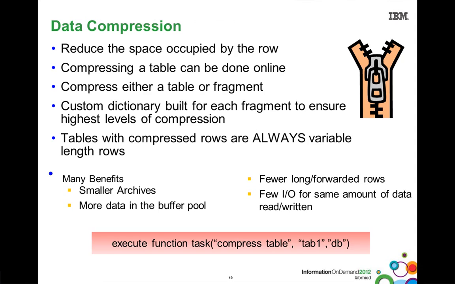How we actually go and enable this is using the admin API, the task or admin function, and say compress table and a table name and database name. And that will go ahead and compress a table. That's pretty simple. I think we're all used to that. That will go take a row and shorten that row. If that row in our example was 100 bytes, it becomes 50 bytes.